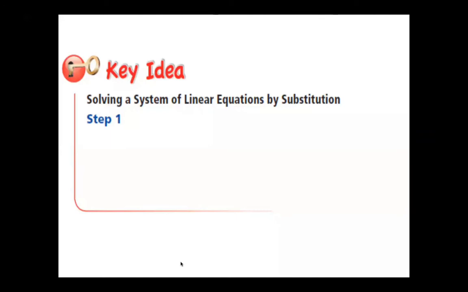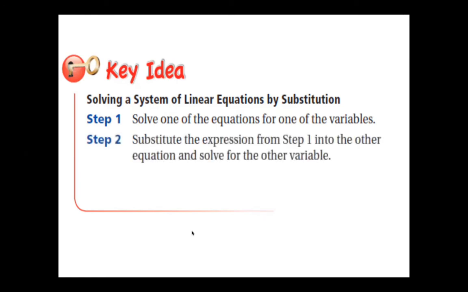I'll just go ahead and outline the steps of substitution, and then we'll do a few examples to see how it works. So for step 1, we're going to solve one of the equations for one of the variables. So this just means that you're going to get one of the equations and set it either to x or y. Step 2, you're going to substitute the expression from step 1 into the other equation and solve for the other variable.